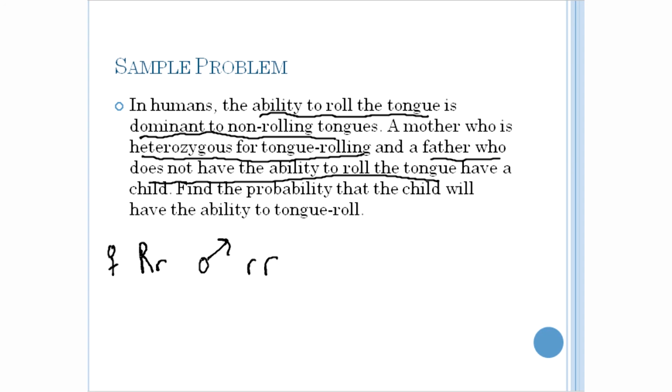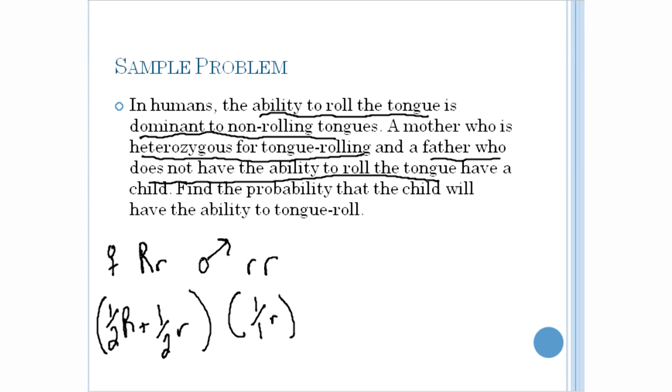Using the probability method, we know for the gametes, mom is 1/2 big R plus 1/2 little r. Dad is 1/1 little r. When we multiply the terms together, the offspring are 1/2 big R little r plus 1/2 little r, little r. The probability that the child will have the ability to tongue roll is 1/2 or 50%.